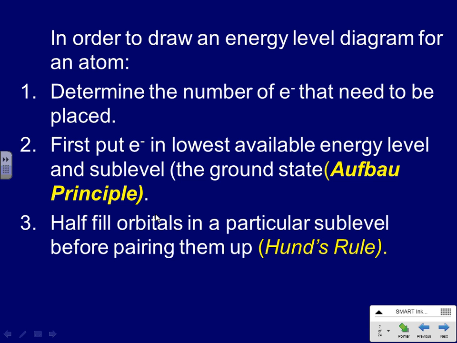First, put the electrons in the lowest available energy level. So start at the bottom. Fill your electron bowl from the bottom to the top. And then when you get to subshells, half fill them before you pair them up. You follow those rules and you will get the energy level and electron configuration correct, except for a handful of exceptions, which I'll teach you a little later on. There are some exceptions to these rules. So let's take a look at some examples here.